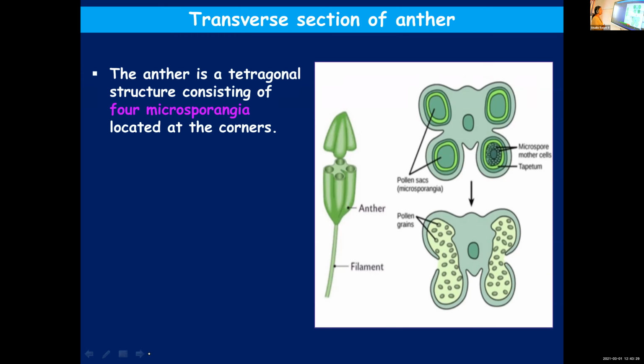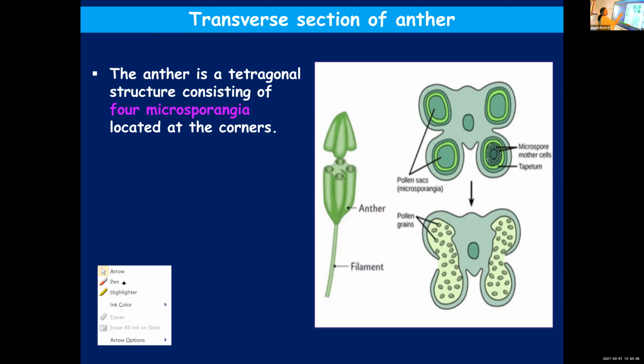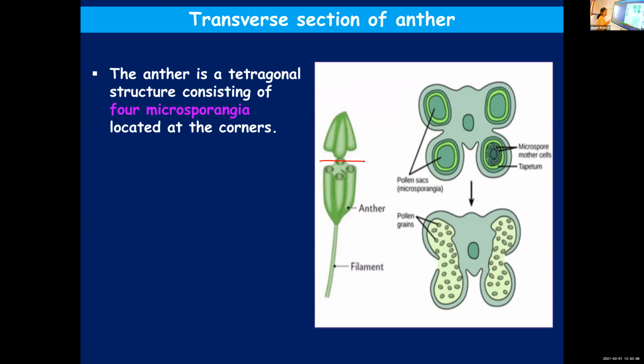Anther is a tetragonal structure consisting of four microsporangia located at the four corners. So here you can find a transverse section. Here a transverse section is taken, and that region is enlarged over here. You can find an enlarged view of a transverse section of anther. As you can see, it's a tetragonal structure. It has four corners, so you call it a tetragonal structure.